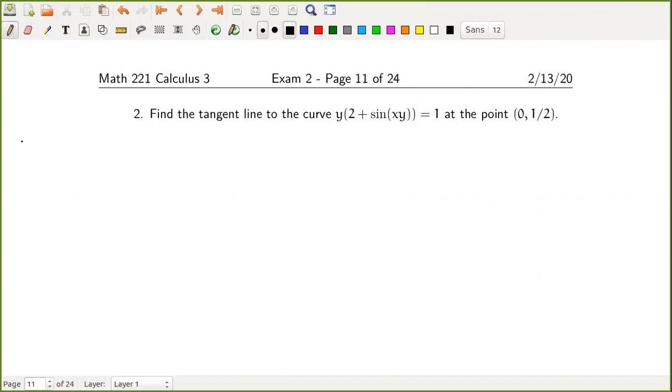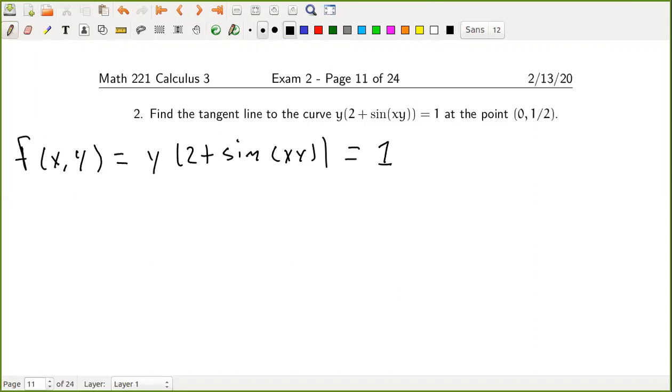Okay, so let's do the vector parameterization. Remember, we need a point on the line and a direction vector. So to get the direction vector, we're going to start by finding the gradient of f. So just so that we're all on the same page, let me tell you what f is. Again, we have a function f of xy. This is equal to y times 2 plus sine of xy. And we're looking at the level set when this is equal to 1. The gradient is perpendicular to the level curves.